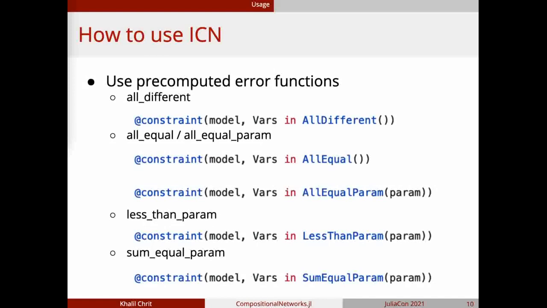So for using the ICN, there are currently two ways. To use it with local search solvers, the package Constraints.jl contains pre-computed error functions for the 8 usual constraints. You can find more about that on the project's GitHub repository.